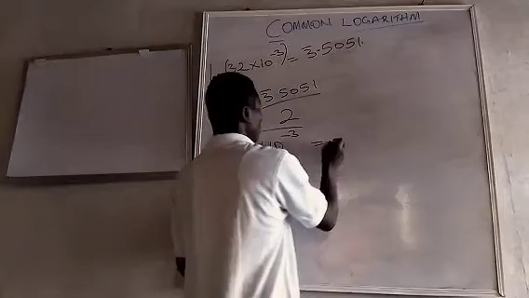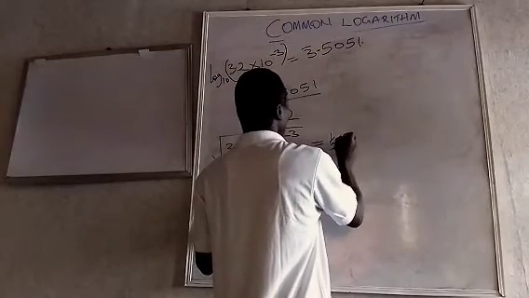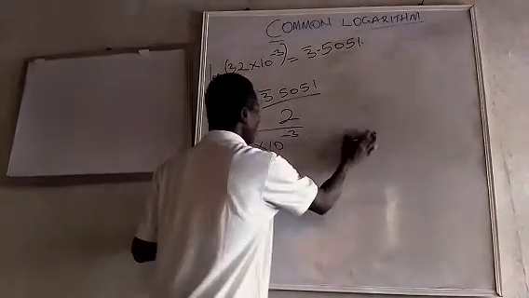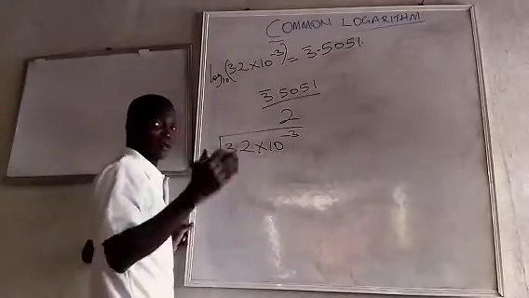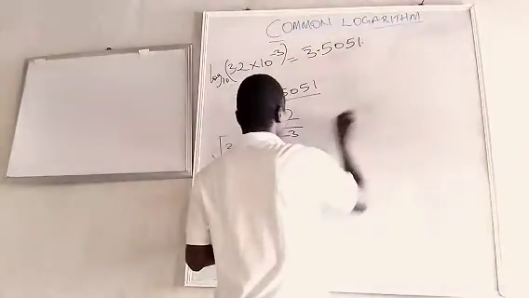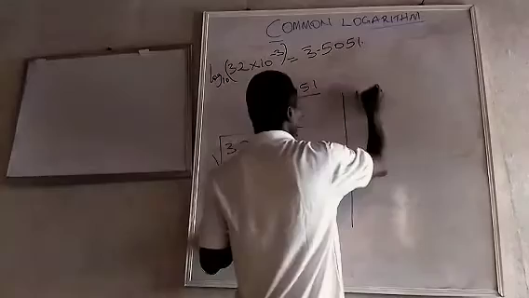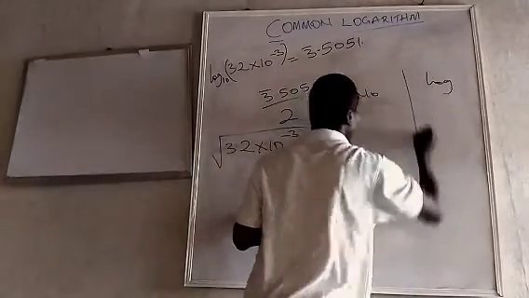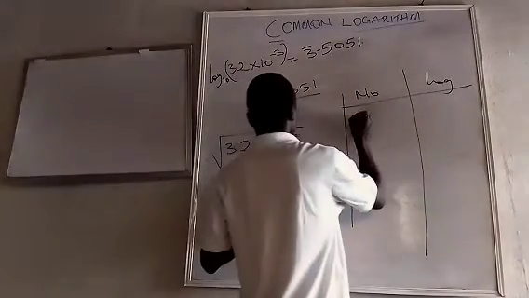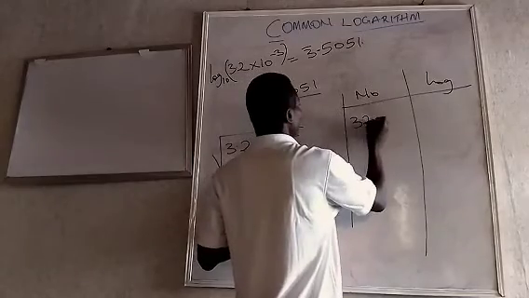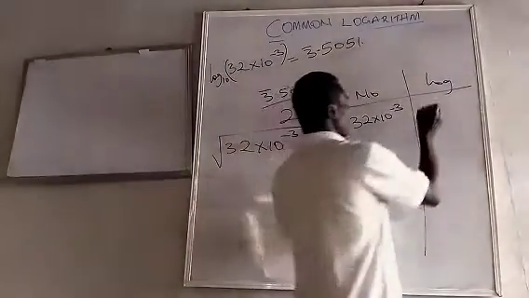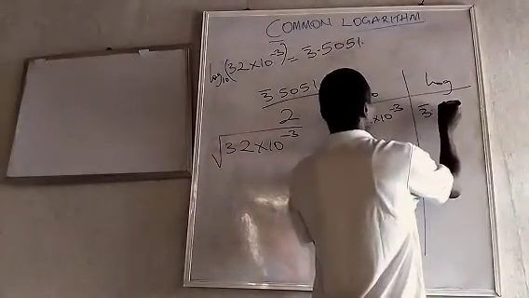It's going to be half times 2. If I want to find this one, I will need to find the log of this and divide the log of it by 2 and then find the antilog. So let me quickly work this out. You can see that 3.2 times 10 to the power minus 3, just for our ease, the log is going to be bar 3.5051.